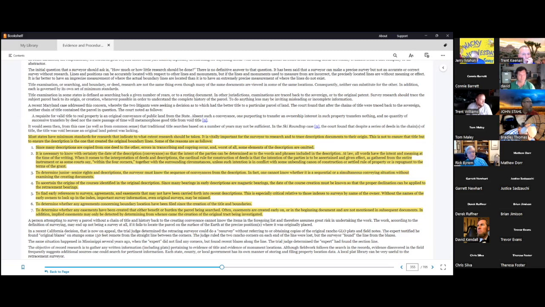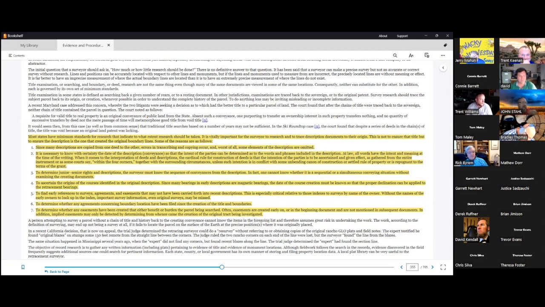When it comes to the interpretation of deeds and descriptions, the cardinal rule for construction of deeds is that the intention of the parties is to be ascertained and given effect, as gathered from the entire instrument, or as some courts say, within the four corners, together with the surrounding circumstances, unless such intention is in conflict with some unbending canon of construction or settled rule of property, or is repugnant to the terms of the grant.